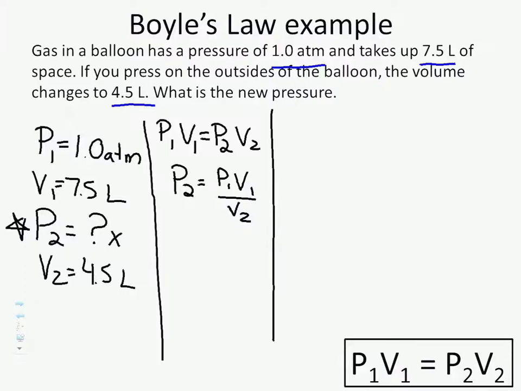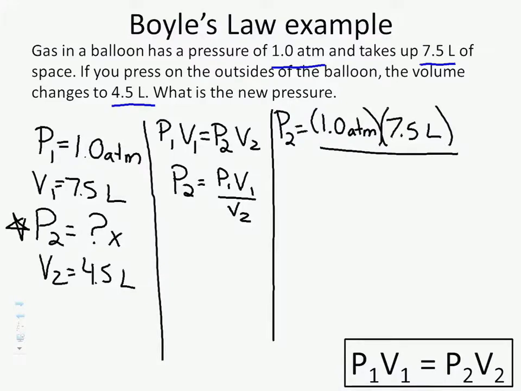So I'm going to take one more line. I'm going to say P2 equals P1, which is 1 atmosphere, times V1, which is 7.5 liters, over V2, which is 4.5 liters. Okay. Now I need to go to my calculator to type those in and figure out what P2 equals. 1 times 7.5 divided by 4.5.